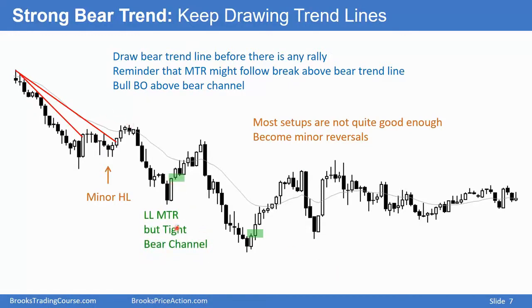Lower low, major trend reversal. Bear trend, break above the trend line. Resumption of the bear trend, and it's reversing up again. But very tight bear channel. Not much in terms of buying pressure, not many bull bars. Probably this reversal is minor, and it probably will lead to a trading range or maybe even another bear flag.